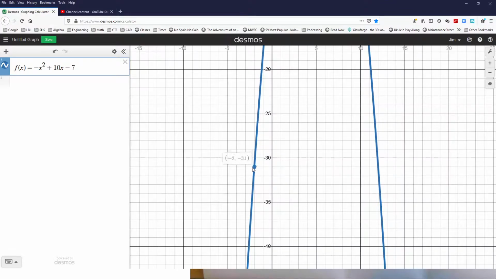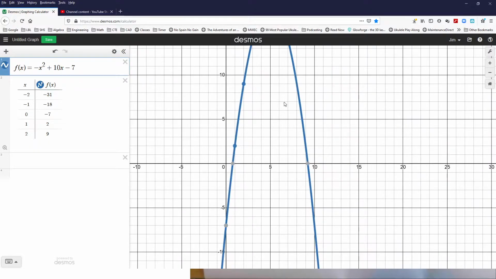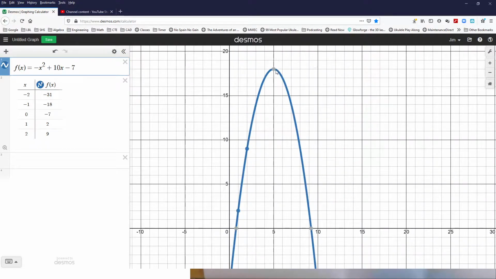you can kind of sneak up on it there and see, but an easier way is just to look it up. And so I can see it looks like it's negative 31, but I can just turn this into a table of values and do it that way as well. And so I can see at negative 2, I get negative 31. So f of negative 2 is negative 31. They want to know the vertex of this, and so we're going to zoom back up here, find the vertex. The vertex is going to be here at 5, 18.